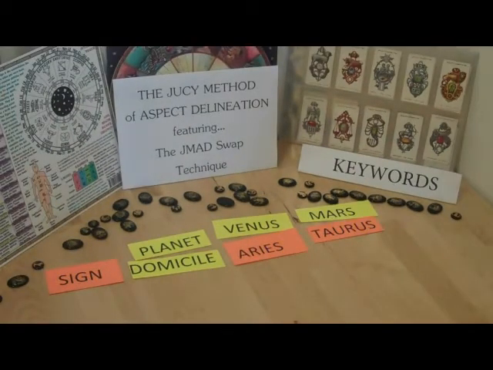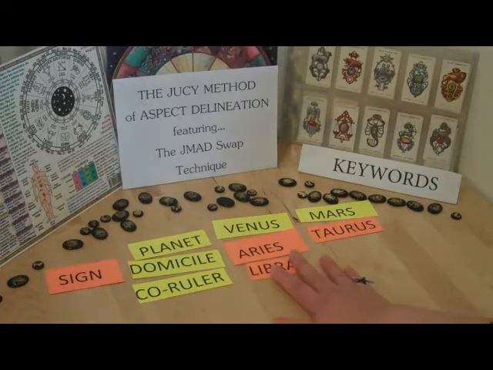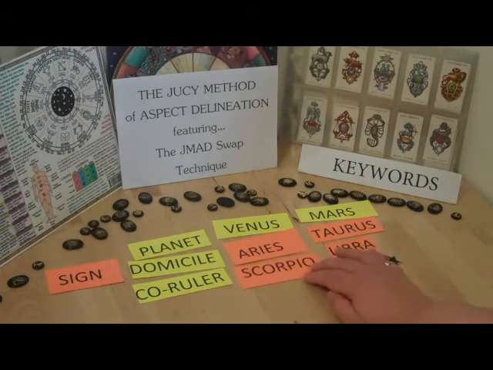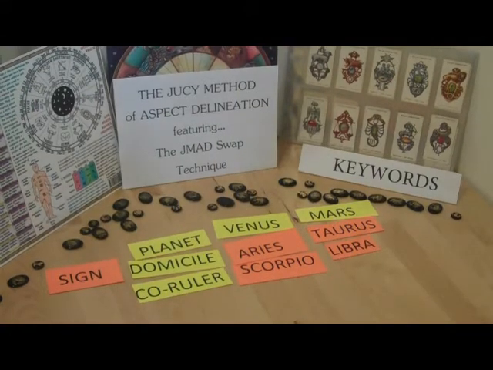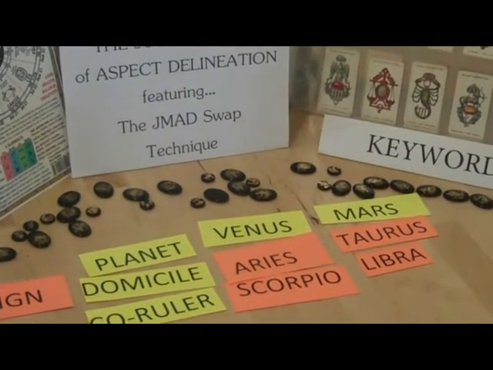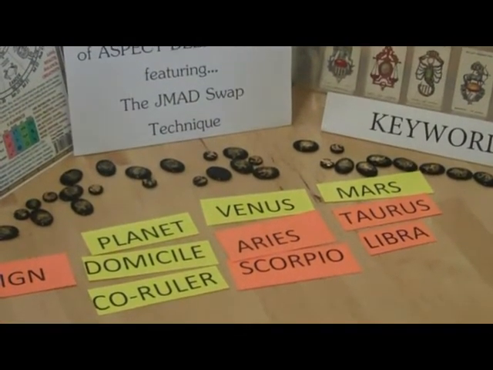So now we're going to add the co-ruler signs. For Venus, that's Libra, and for Mars, Scorpio. We're going to do the JMAD swap technique. So now we have Venus Scorpio and Mars Libra. For Venus Scorpio, we could say sexy love. And for Mars Libra, we could get active sweetness, perhaps suggesting a mating ritual.